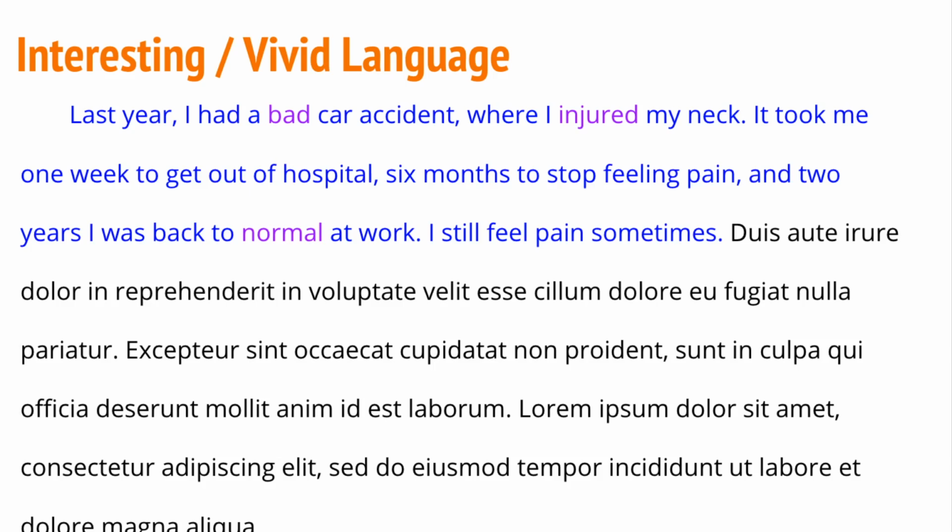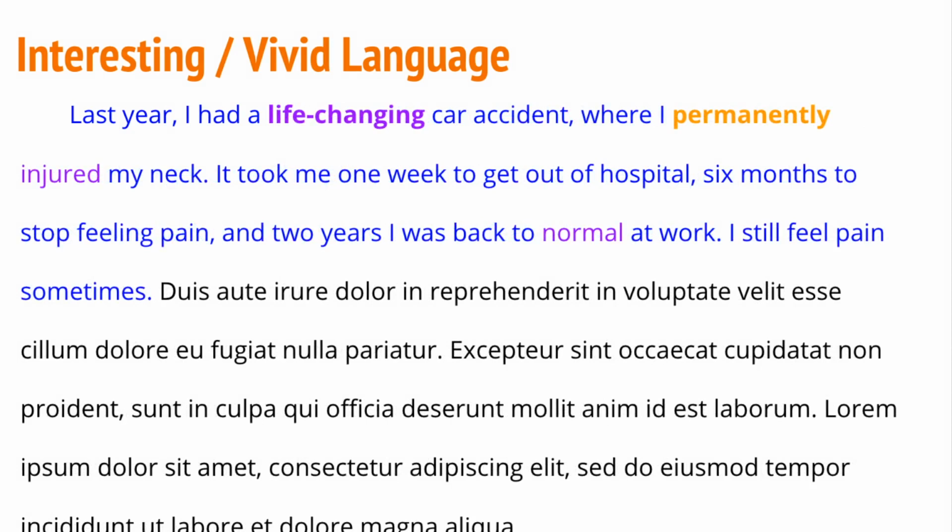So let's have a look at the first sentence first. So instead of bad accident, we can use something like life-changing. Okay, so I had a life-changing car accident. Okay, so we know it's bad, but in this case, it's really hitting that this has changed this person. Okay, this was not a little bump. This was a big deal. And injured, okay, well, injured is an okay word, but we can really make it feel important. We add the word permanently. So I permanently injured my neck.